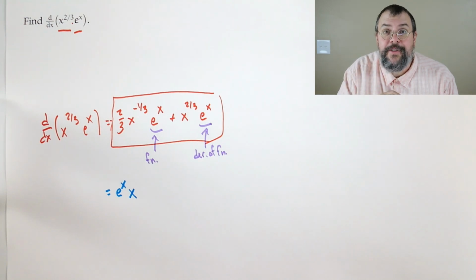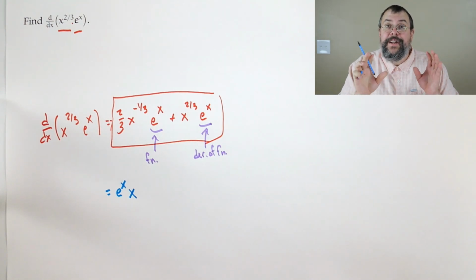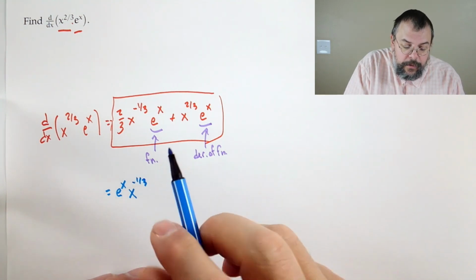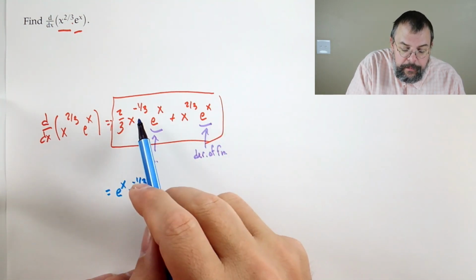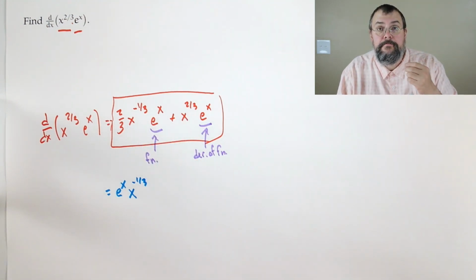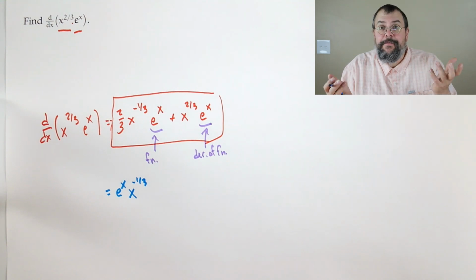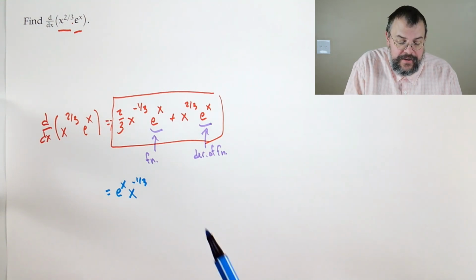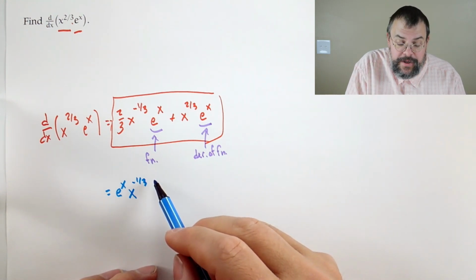And why is it negative 1/3? And that's the right answer, by the way. It is negative 1/3. Why would we pull out negative 1/3? Well, the rule is when you're pulling out a power of x, you always pull out the smaller power. And so between negative 1/3 and 2/3, negative 1/3 is smaller. That comes out. Okay, that's the rule. That's why we do it.